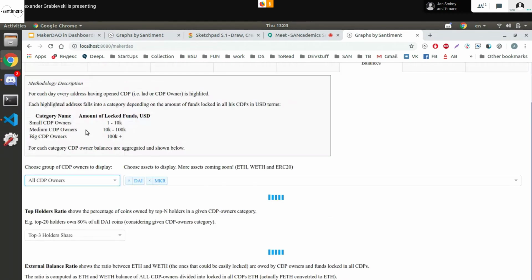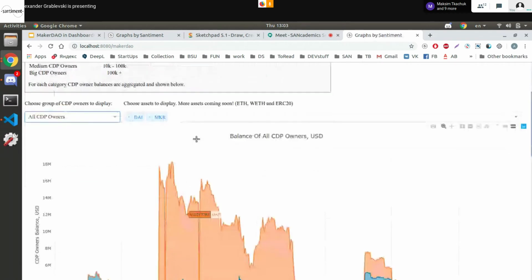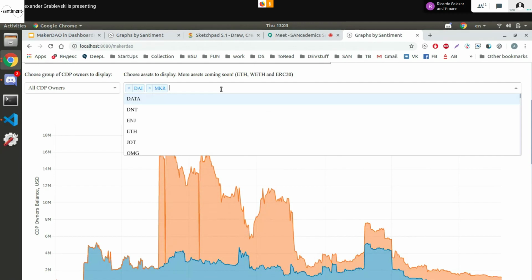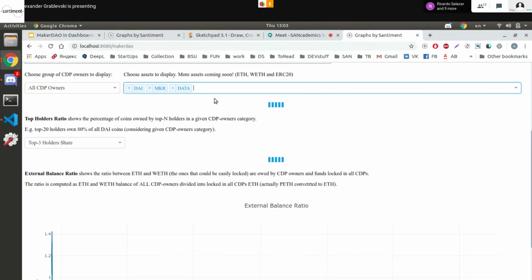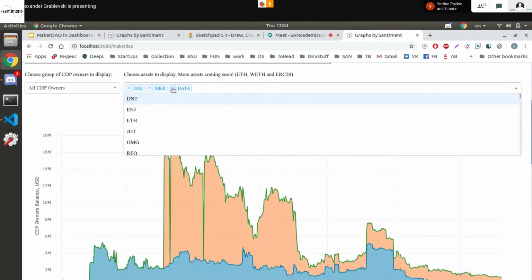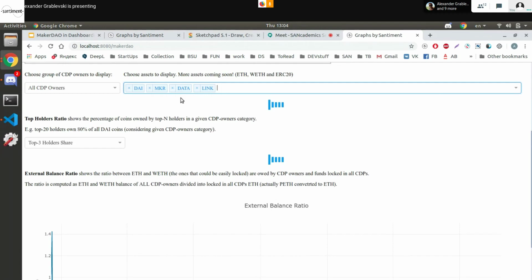And that's basically it. So let's count all CDP owners. So we count all addresses we have marked as CDP owners. And let's put in some tokens. So we want to see the DAI token, Maker token, and another token, for example, LINK. I know that's quite interesting.